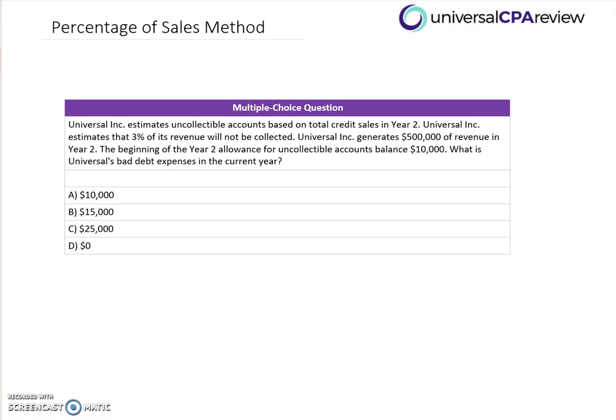At the beginning of the year, they have an allowance for uncollectible account balance of $10,000. So what is going to be their current year bad debt expense?